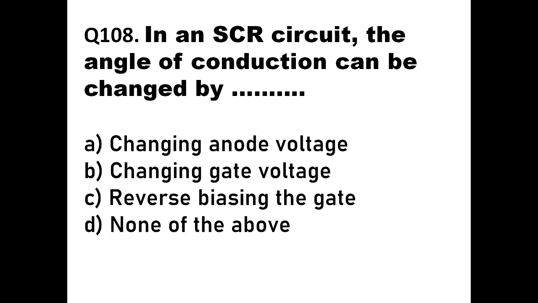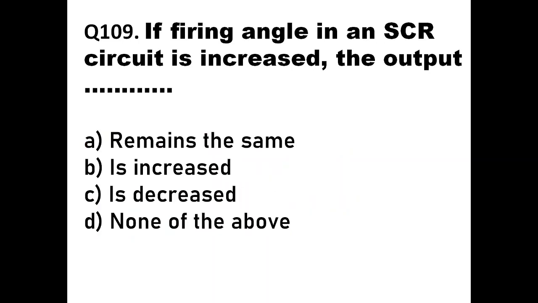That means whenever you give a gate positive pulse, at that time the SCR is going to become on. If you give the gate pulse late, the SCR will become on late, and the conduction angle will be less. If you give the gate pulse early, the SCR will become on early, that means the conduction angle is more. That means the conduction angle can be controlled by changing the gate voltage. That means here the answer should be B. In an SCR circuit, the angle of conduction can be changed by changing gate voltage, right? Then we'll go to the next question, question number 109.